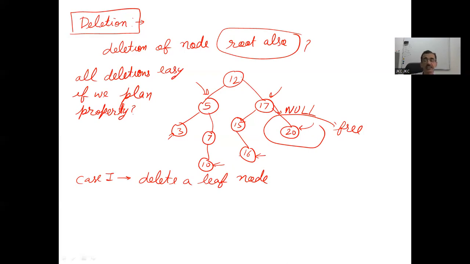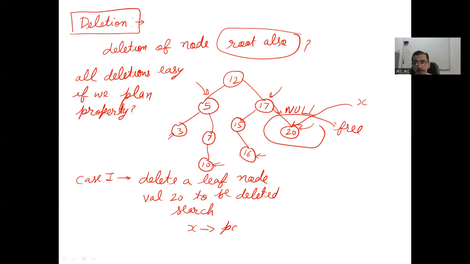So how will you reach that node? Say you know the value 20 is to be deleted. What will you do? You will apply the search logic. Through search, you will reach the node 20. Ultimately, this becomes your X. Now X is to be deleted. So you have to reach its parent, X's parent.